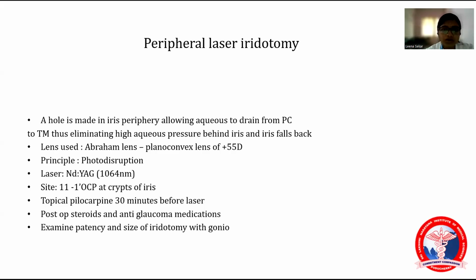How do you perform peripheral laser iridotomy? A hole is made in the iris periphery, allowing the aqueous to drain from the posterior chamber to the trabecular meshwork. The lens we are using is the Abraham lens, which is a plano-convex lens of 55 diopters. Here, the principle is photodisruption. The laser we are going to use is the Nd:YAG laser, 1064 nm. The site we are selecting is 11 to 1 o'clock position at the crypts of the iris.